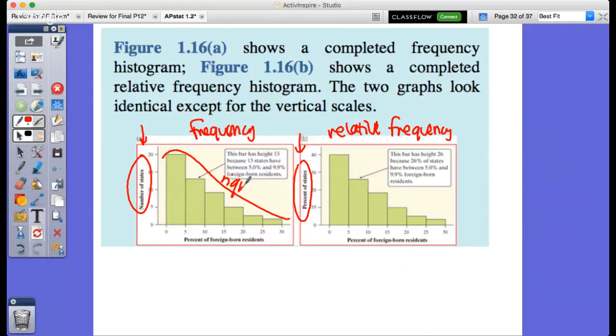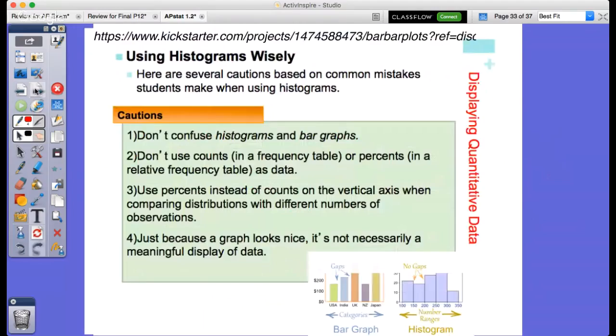Both of these are skewed to the right. Very good. I heard you at home. This would be skewed to the right. Sweet. Oh man, this is a long graph. Again, notice right over here, gaps in between. This would be a bar graph. There are categories. No gaps. That's a histogram, and that's quantitative. So we want to make sure we don't confuse those.